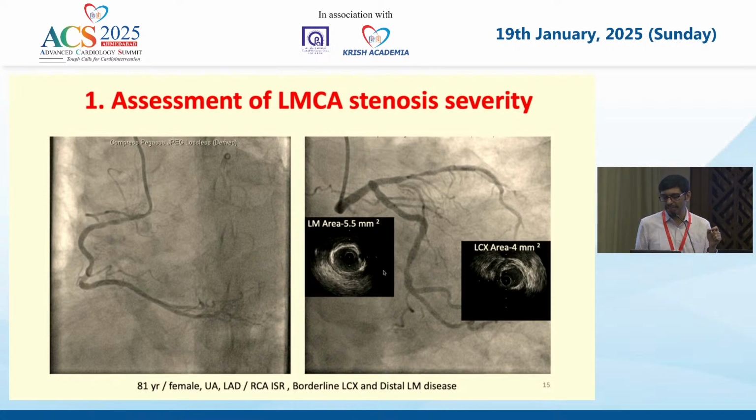Then we assess this LCX. You see that this area is more than 4 millimeters square, which has a very high negative predictive value for ischemia, so that was left alone. And in this 81-year-old small stature female, this area of 5 millimeters square, even though it is less than 6, can be left alone safely. That is what was done for this patient.